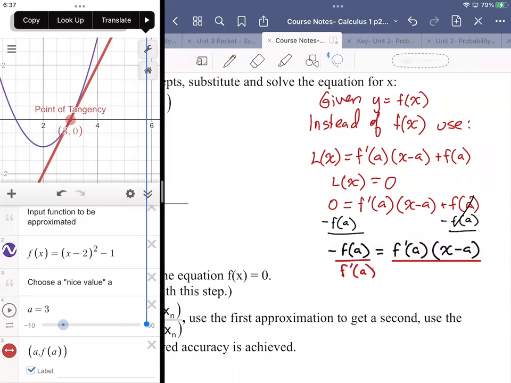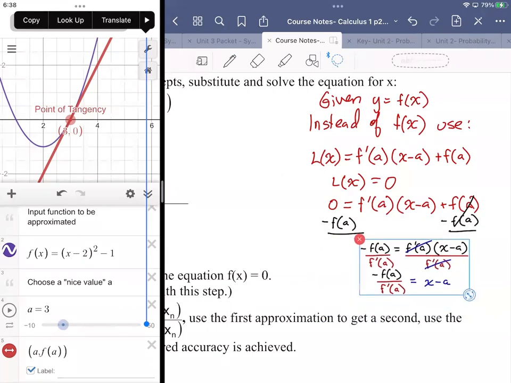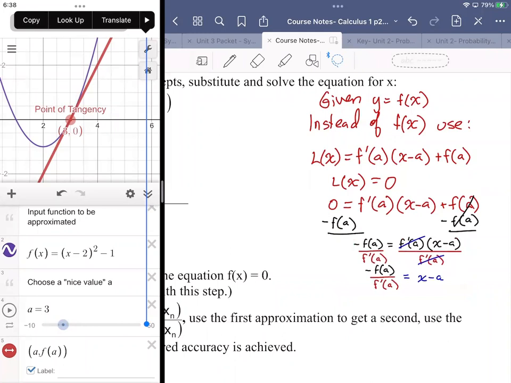Sorry, I'm just going to delete that. This one looks nicer. We get a nice cancellation here. We get x minus a is equal to this ratio here. And then all I'd have to do is add a to both sides. But that run, or at least brings us to a little bit of an issue.